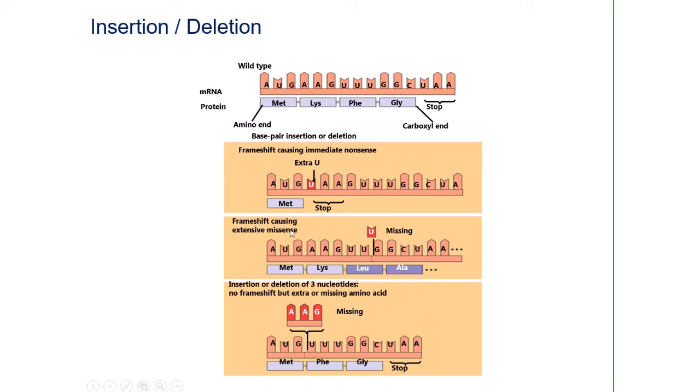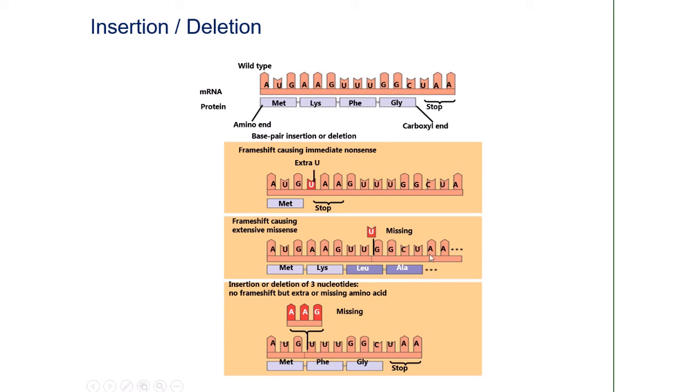Next, we have a frame shift causing extensive missense. So over here, we are going to be deleting a U. Okay, so deleting a U. So this third U is going to be taken out, and you can see you would have AUG, AAG, and those are fine. They are the same compared to before. But then the next 3, because you took out the U, instead of UUU, the ribosome will now read UUG, which encodes for something entirely different. And then it will read GCU, and then something else different.